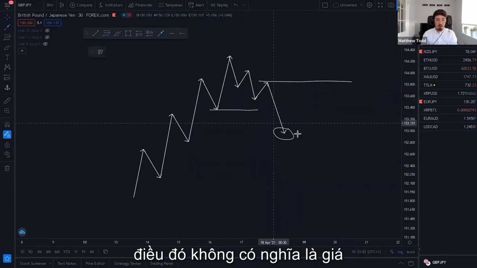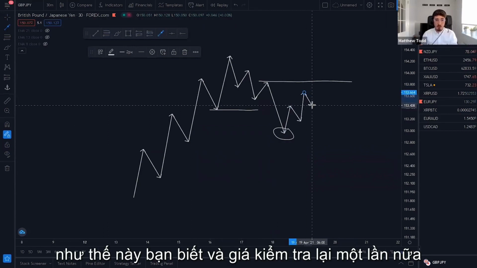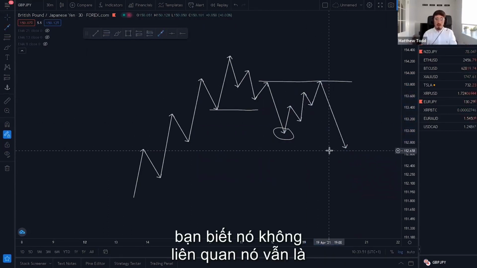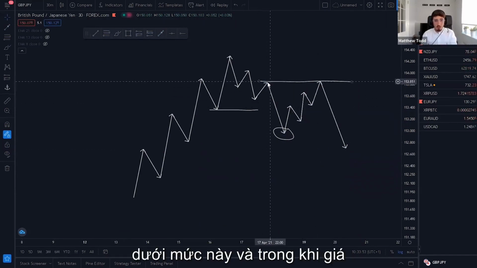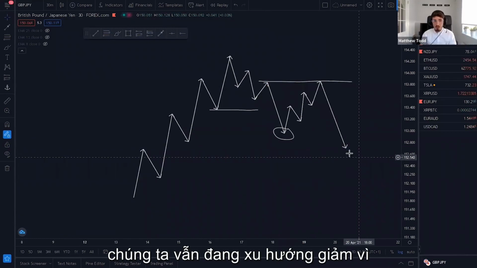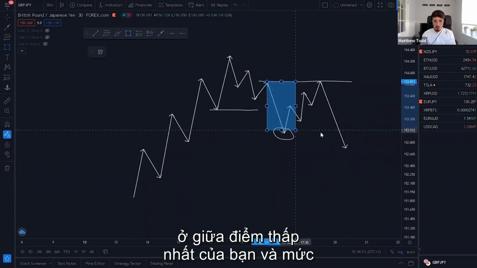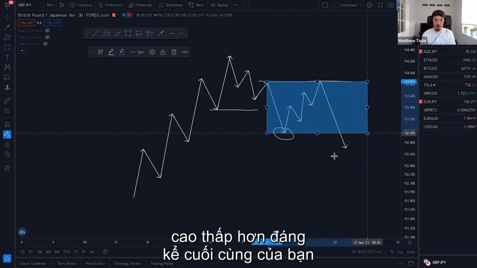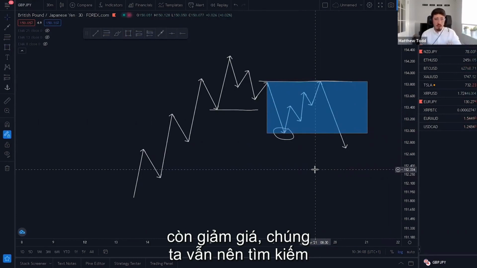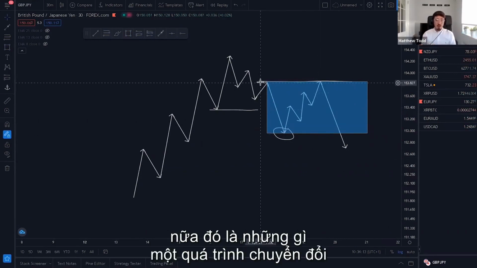And that doesn't mean that we can't pull back up to it. That doesn't mean we can't do something like this, and retest it again and then drive down. Irrelevant. It is still below this level, and whilst it continues to respect that level, we are bearish. All right, so anything that happens, again, in between your lowest point and your last significant lower high means nothing. Okay, it's still bearish. We should still be looking for selling confluences, okay? So again, that's what a transition would look like.